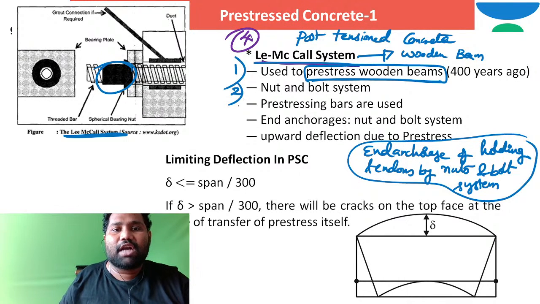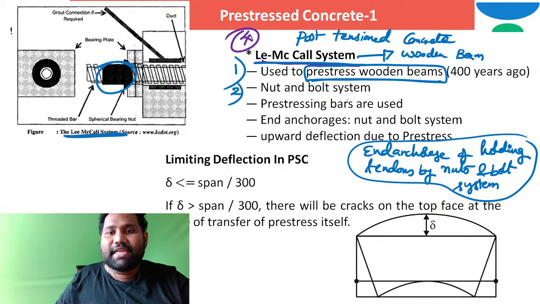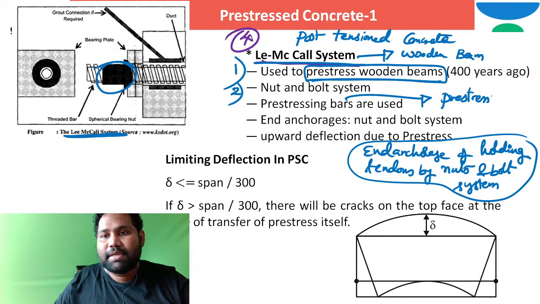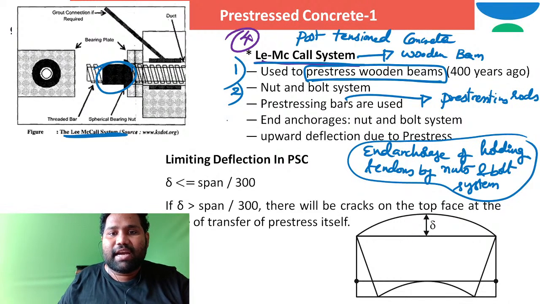Here tendons are not used. In this Lee-McCall system, pre-stressing bars, like pre-stressing rods, are used, not tendons. Stressing rods are used. The end anchorages are the nut and bolt system, as I already mentioned. Because of this, there is upward deflection due to pre-stress. So here upward deflection is possible, right?